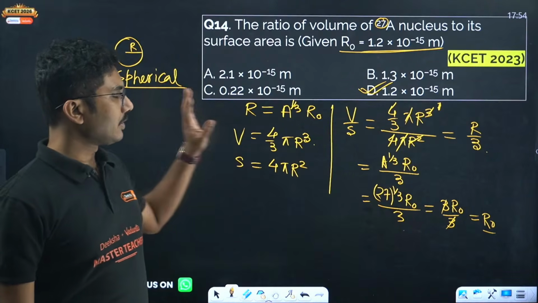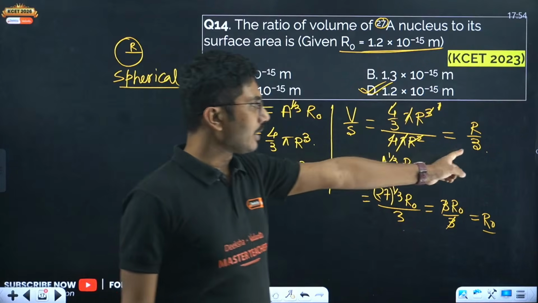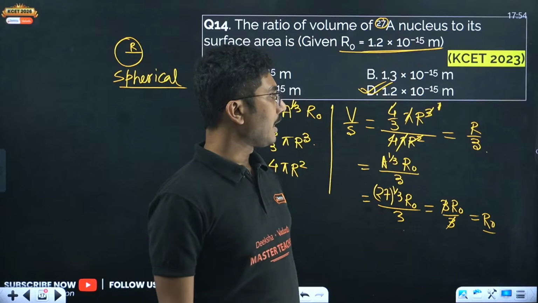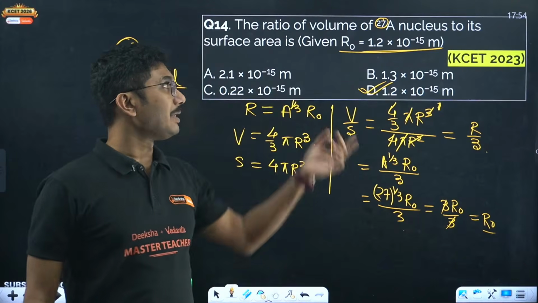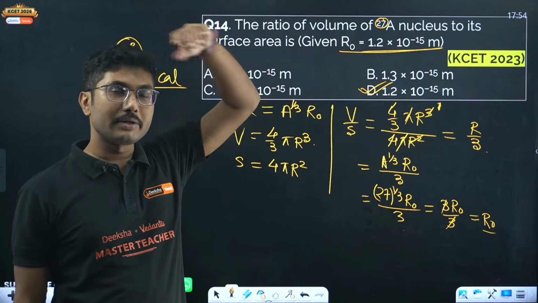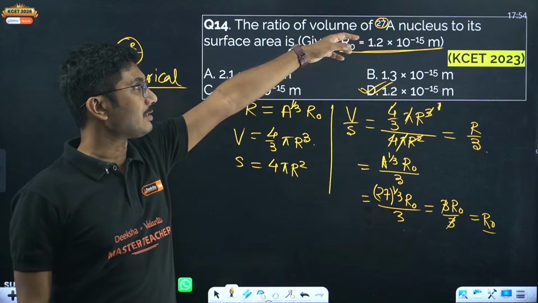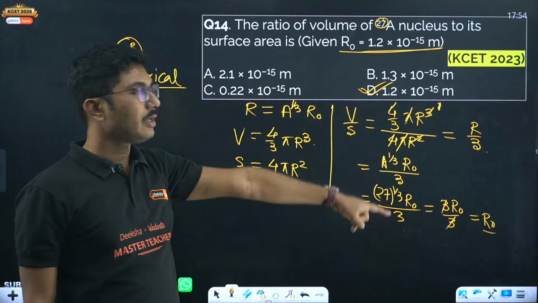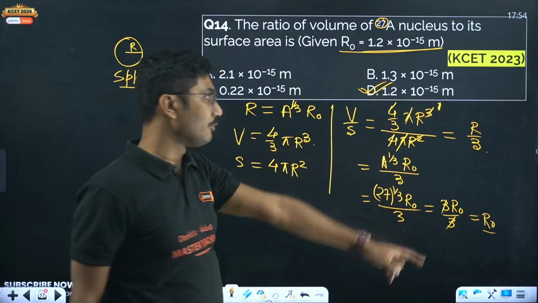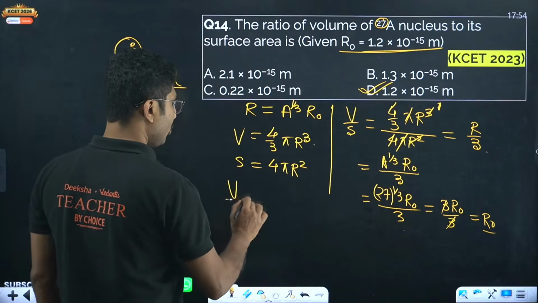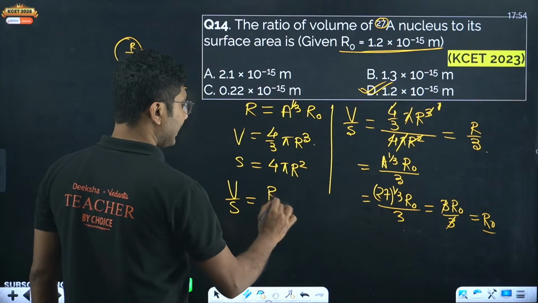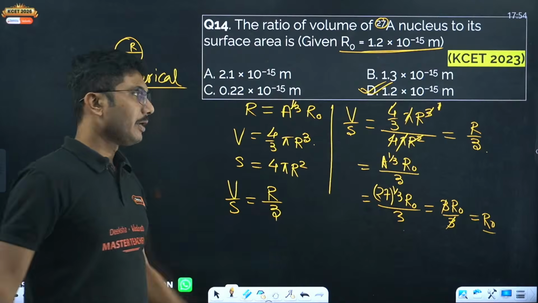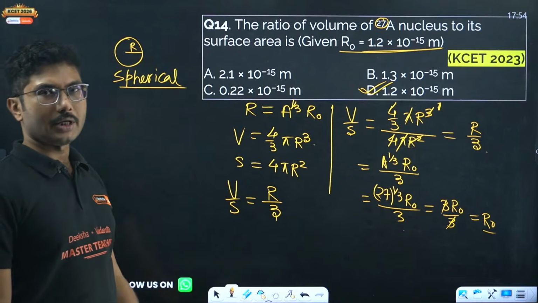Now remember that you cannot ignore this 3. In some cases maybe you will get an answer where they give you 64. In case of 64, the answer will be 4/3 of this value, so you have to calculate it. You need to remember the ratio of volume to surface area is radius divided by 3. Radius is A to the power of 1/3 times R naught.